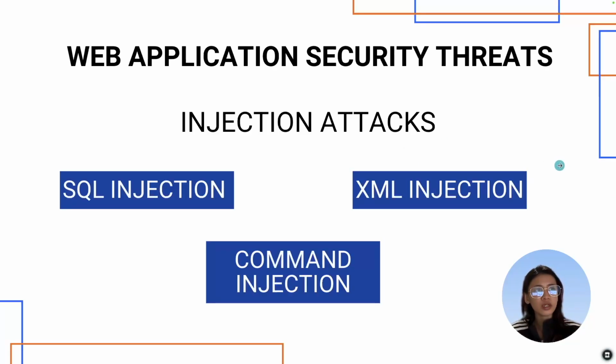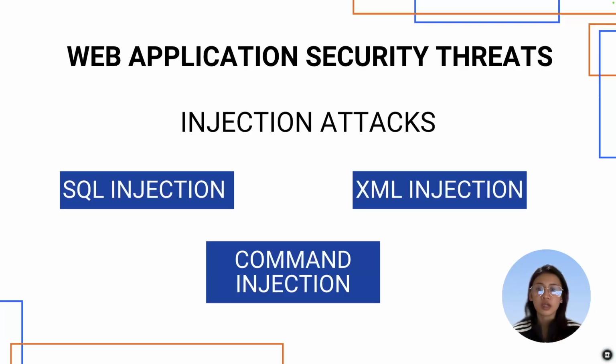Now, proceeding with the application security threats. Again, the Open Web Application Security Project has a top 10 list. Okay, first we have the injection attacks. For the injection attacks, we have three subcategories. So we have the SQL injection. This SQL injection occurs when an attacker inserts malicious SQL code into a query, so it can manipulate the database.